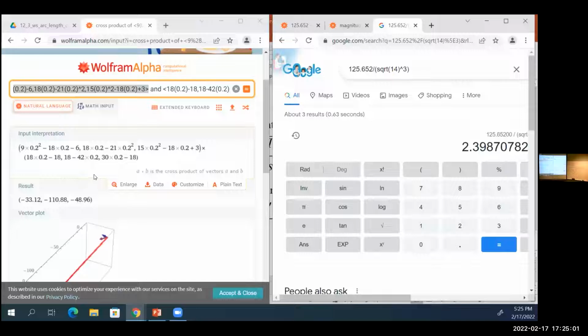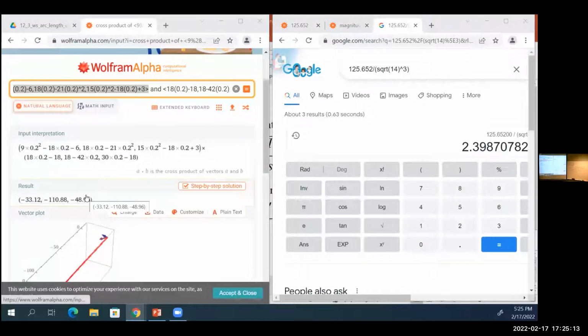Something else went wrong. I mean, it's a lot of numbers to input originally. Yeah, oh yeah, it happens, right? Yep, lots of room for error. Let's see. 18 times 15. The concept makes sense. 0.2 squared, 15. 0.2 squared minus 18 times 0.2 plus 3 crossed with 18 times 0.2.